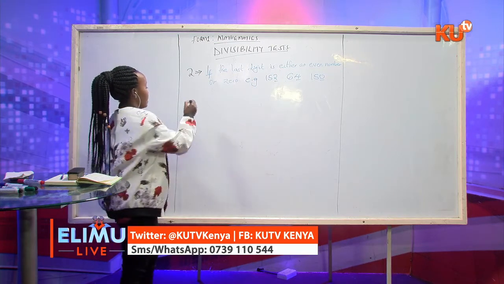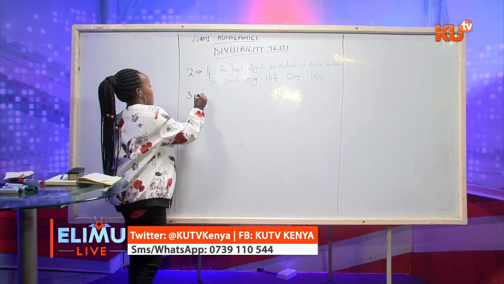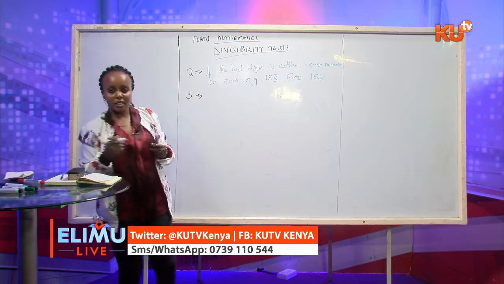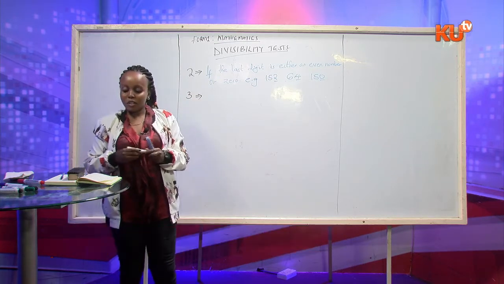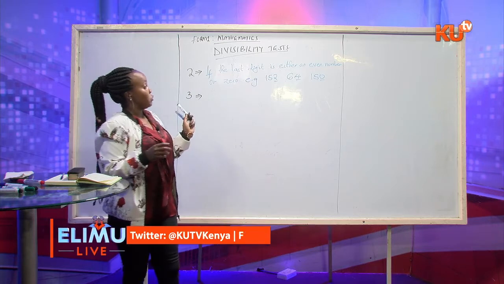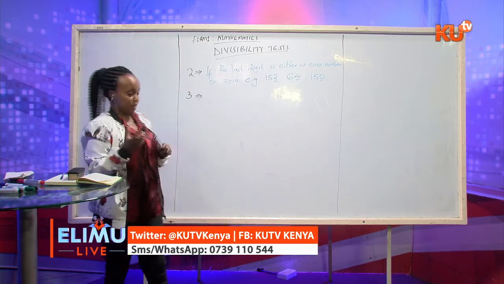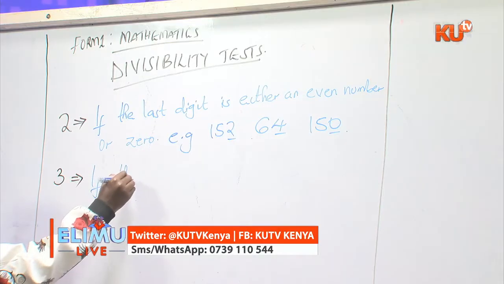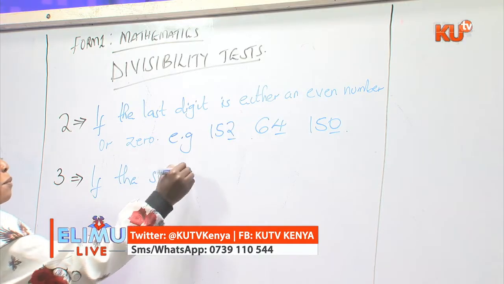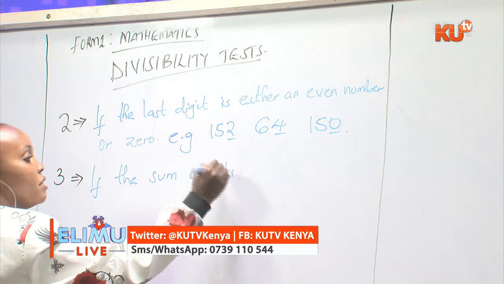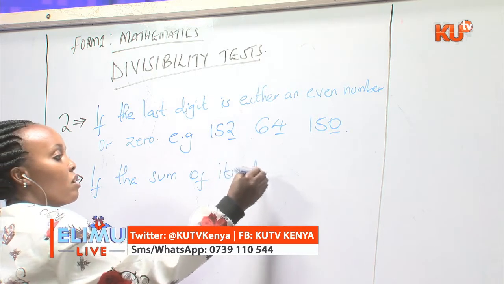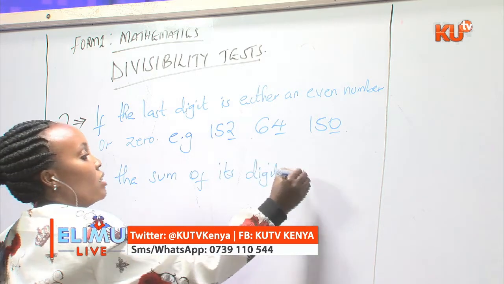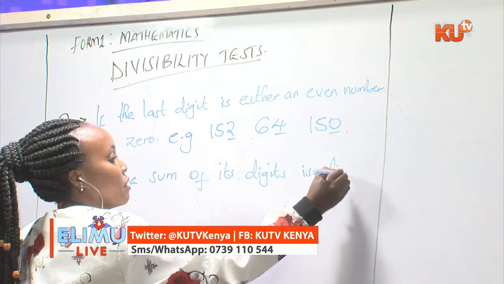The next number is 3, divisibility test for 3. A number is divisible by 3 if the sum of its digits add up to a number that is divisible by 3. So we are saying a number is divisible by 3 if the sum of its digits is divisible by 3.